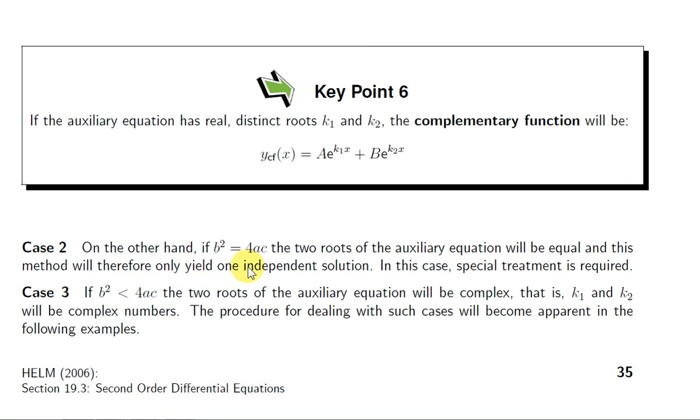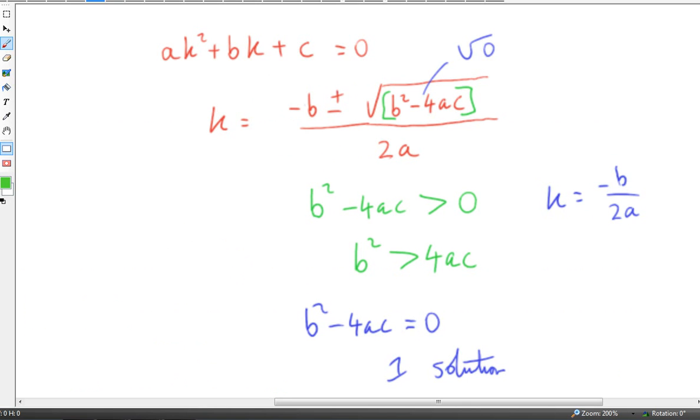Now, in this situation, we only have one independent solution, so special treatment is required in that situation, so we'll get back to that. Now, what about if b squared is less than 4ac? Well, that's the same thing as saying that b squared minus 4ac is negative. So we'll be getting the square root of a negative number, so we're into complex numbers. We'll have two complex solutions in that case.